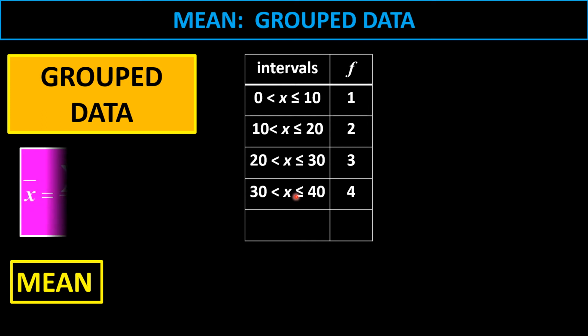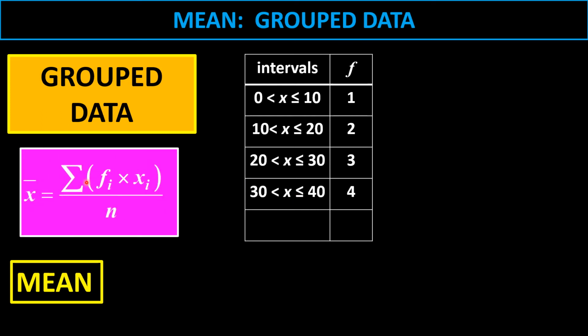Now, here we have a different formula. This formula requires that first of all, we have to find this xi, and this xi here is the midpoint, because this one is only one. I don't know which number it is between 0 and 10. So what we do is we find the midpoint of the interval there. And how would we find that? 0 plus 10 divided by 2. And then once we have the midpoint, we then multiply it by the corresponding frequency number. And then after we obtain the sum, we'll divide it by the number of data values there.